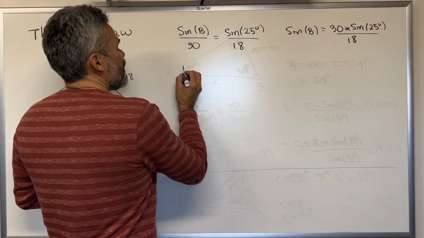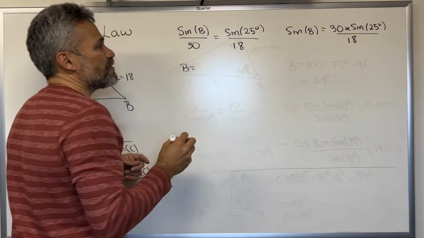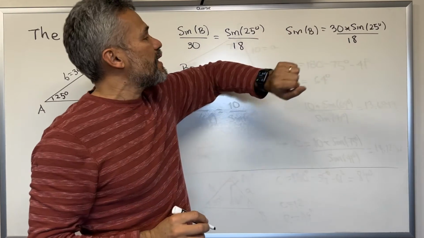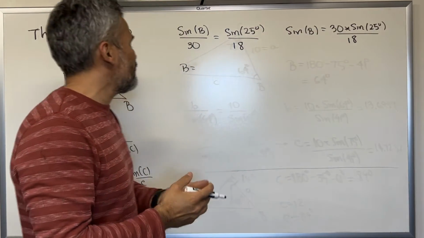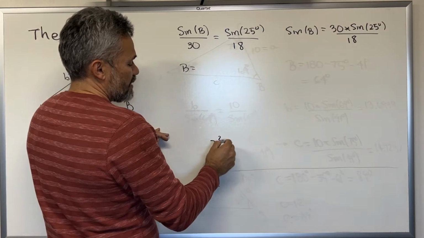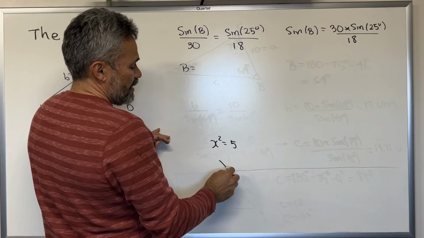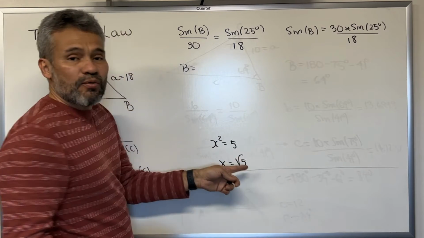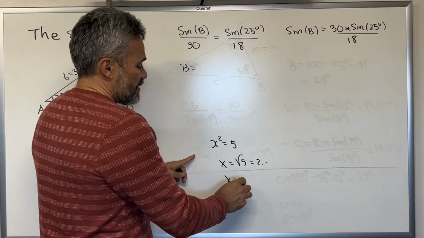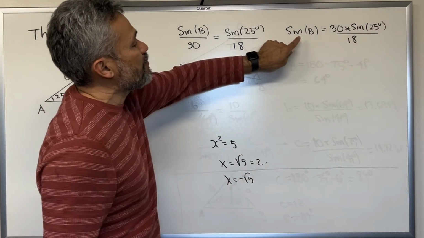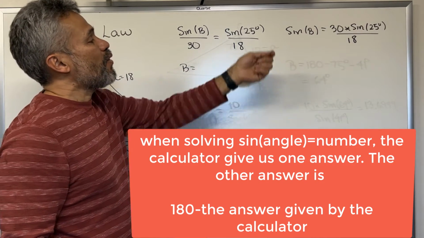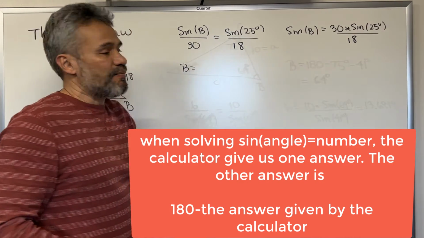And therefore, we have that B, one of the possibilities. Remember that an equation like sine of B equal to a number has two answers. The calculator gives us one, and we need to consider the other. It's like when we have x squared equal 5. The calculator gives us the square root of 5, like 2 point something. We need to know that the other answer is negative square root of 5. Same thing here. The calculator is going to give us one answer, and we need to know that the other answer is 180 minus the answer given by the calculator.